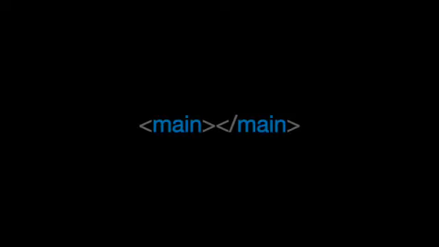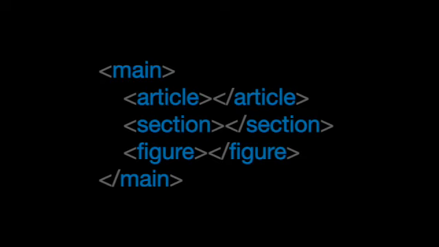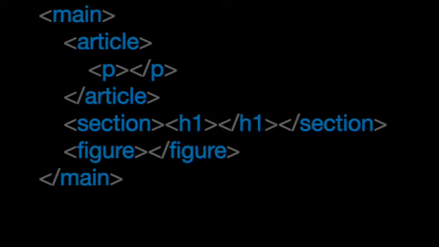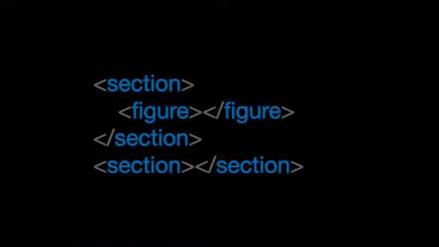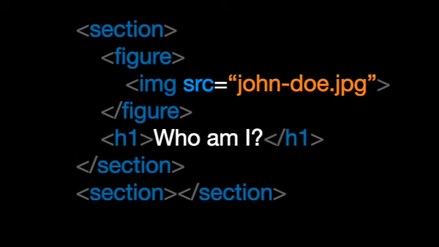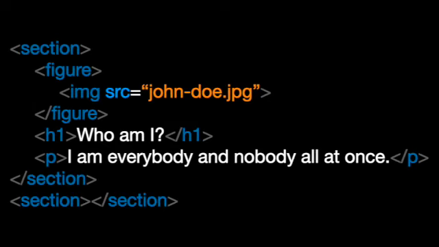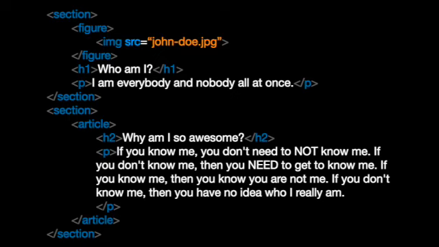Let's get into the nitty-gritty. Start with the main tag. This will encompass the main part of the body. Several things that we can use here are article, section, and figure tags. Within these tags, we can use the more common H1, P, and image tags. We can make 2 sections with a figure in the first one and add the image tag with a pic, along with an H1 and a P tag for title information. Then in the second one, we can create an article along with an H2 tag and a few P tags.